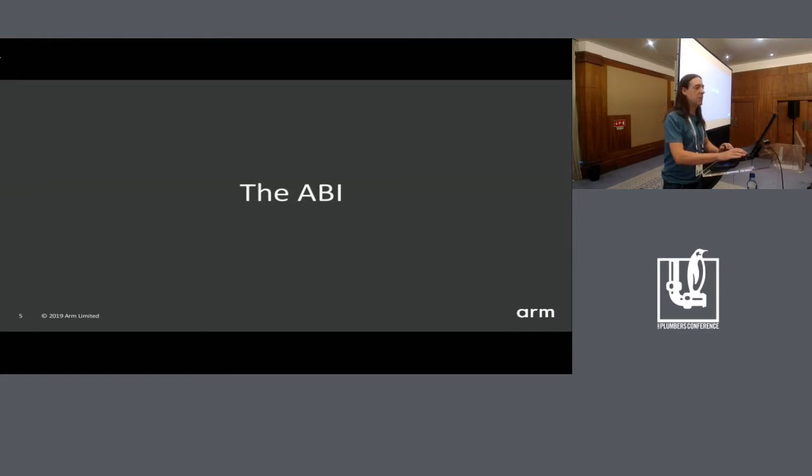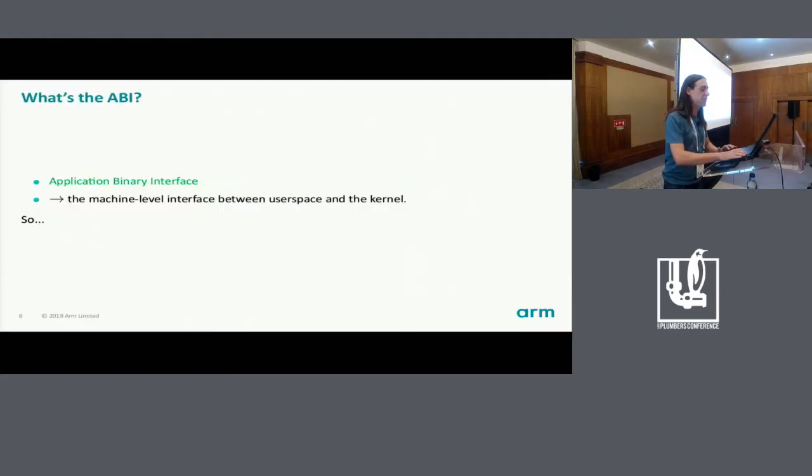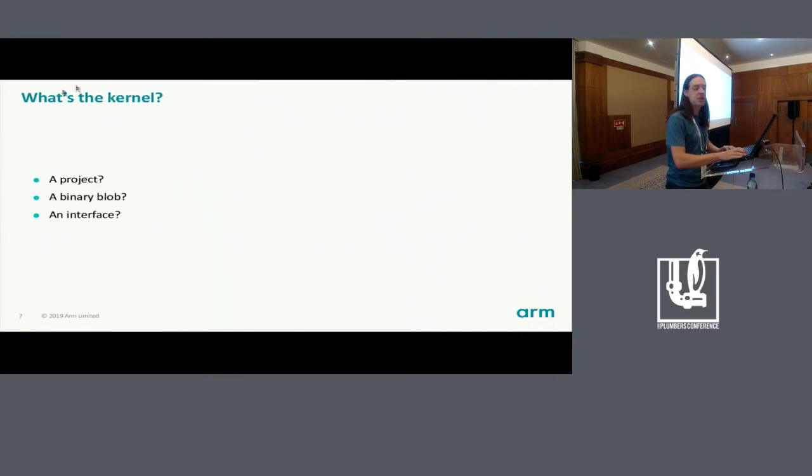I'll just take a moment to explain what I mean by ABI. You all know what this means, of course. Application binary interface is the machine level or assembler level interface between user space and the kernel. But there are some different ways we could interpret the notion of what the kernel is. So Linux is a project. It has a Git tree. It's maintained by a community of people, some of whom are here. It also might be viewed as the binary blob that the bootloader loads and that runs in privileged mode, or you can view it as an API or an interface where you don't necessarily care about how it's implemented.